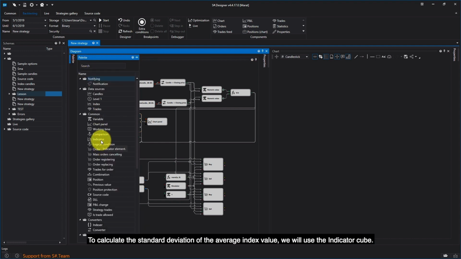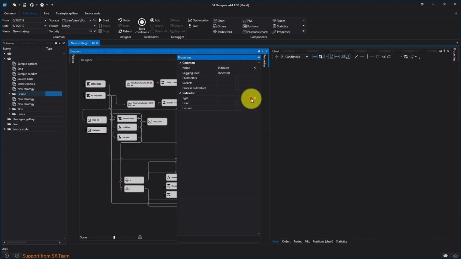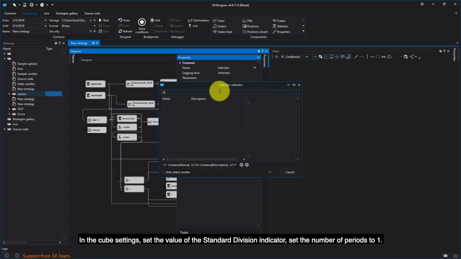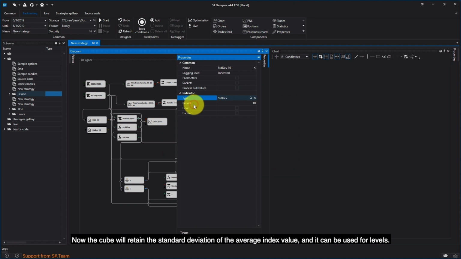To calculate the standard deviation of the average index value, we will use the indicator cube. In the cube settings, set the value of the standard deviation indicator. Set the number of periods to 1. Now the cube will retain the standard deviation of the average index value, and it can be used for levels.